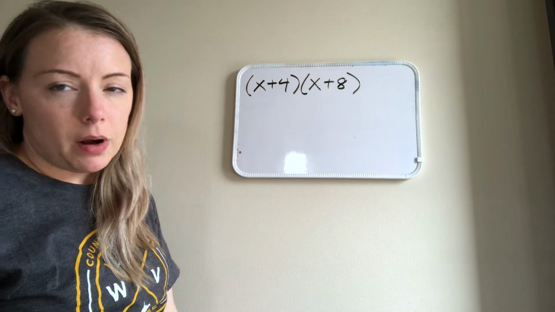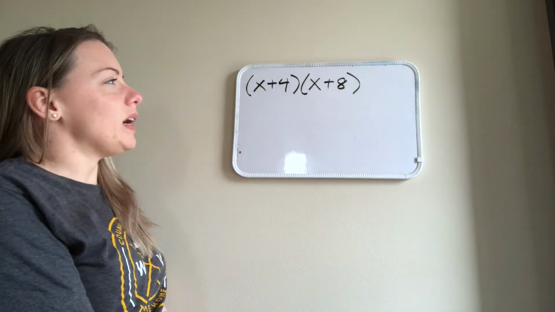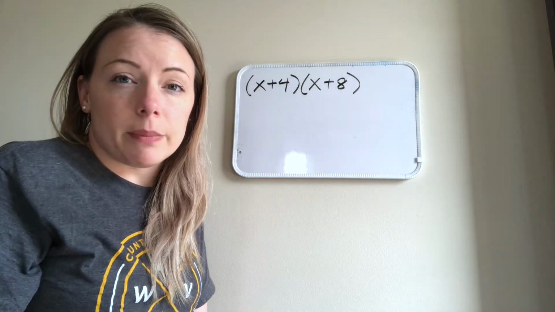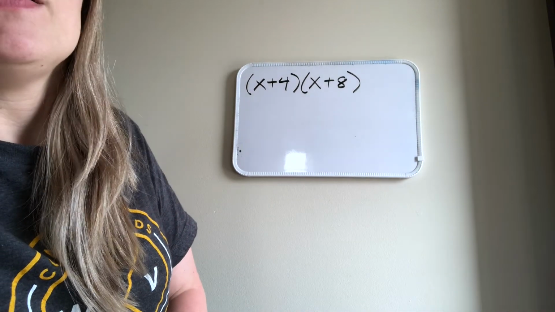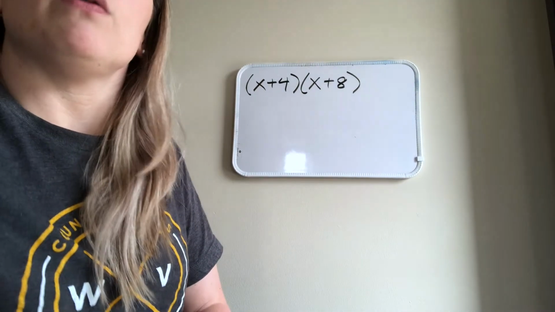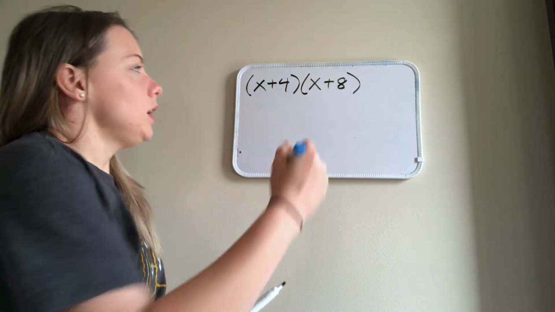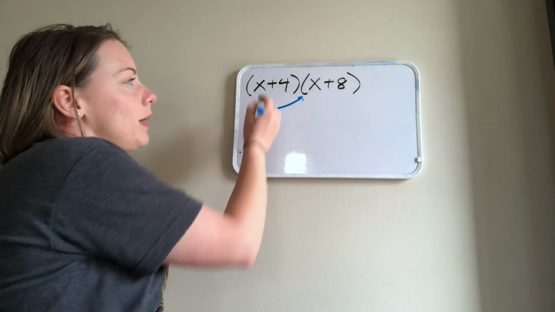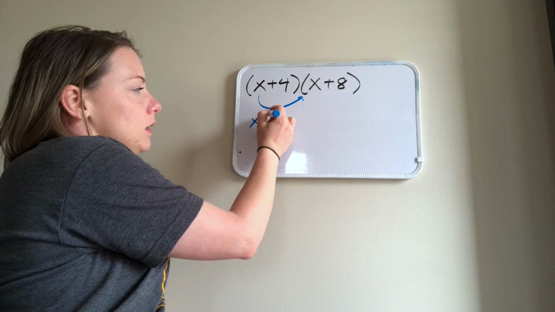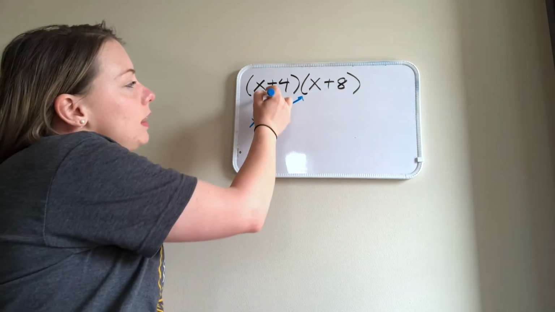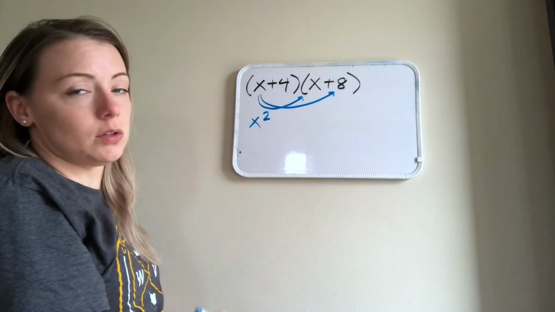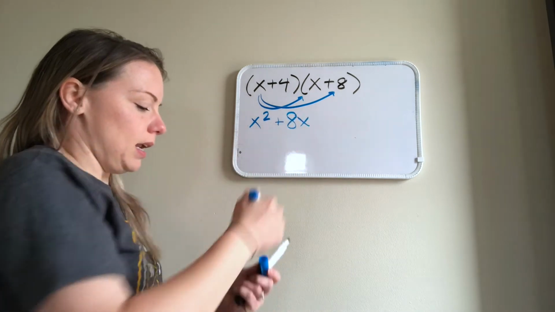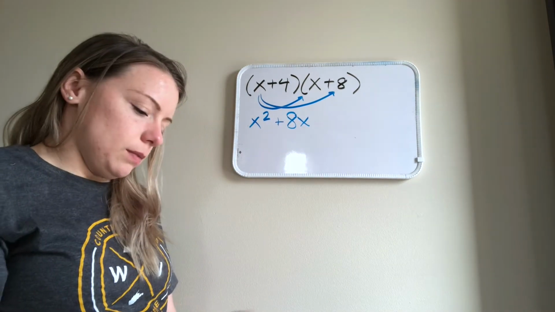Let me review with you this problem that we did right before break, where we just had a binomial multiplied by a binomial, and we used the distributive property to multiply. I'm just grabbing a couple markers because you all know that I really like to use colors. So I'm going to distribute this x first. I have x times x, which produces x squared. Then I'm going to distribute x to 8. So I have x times 8, which produces positive 8x. All right, so far so good.